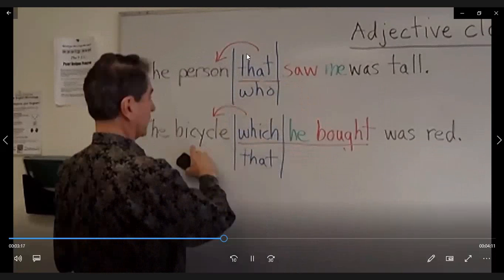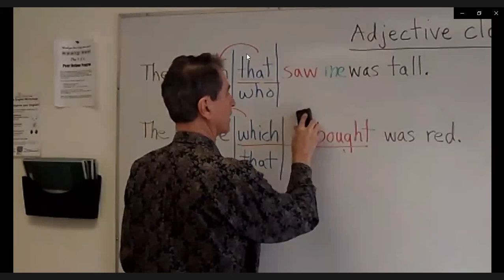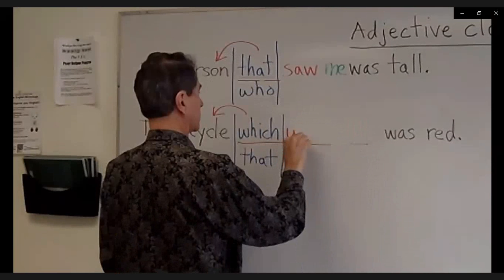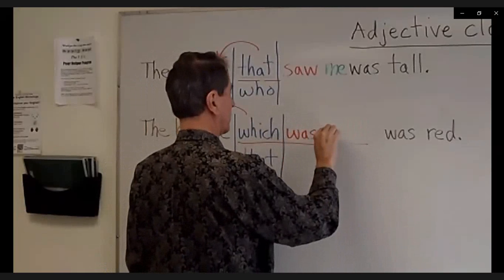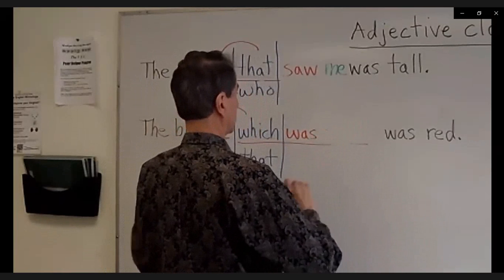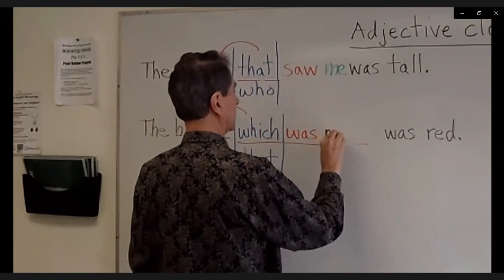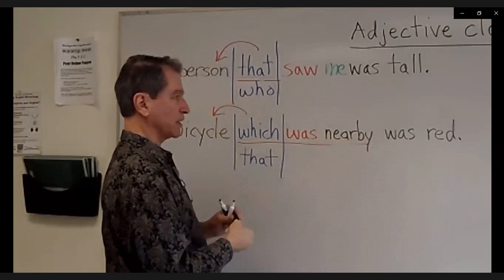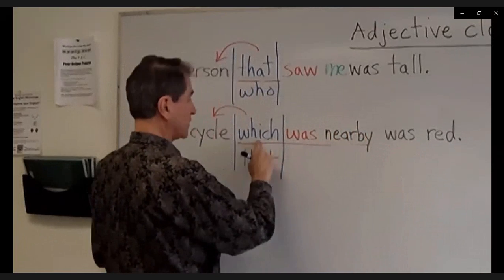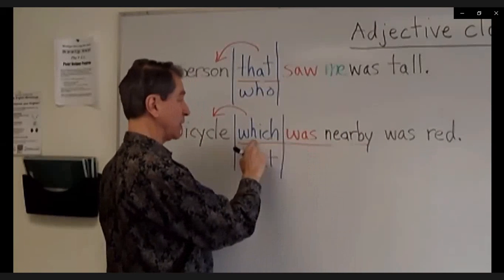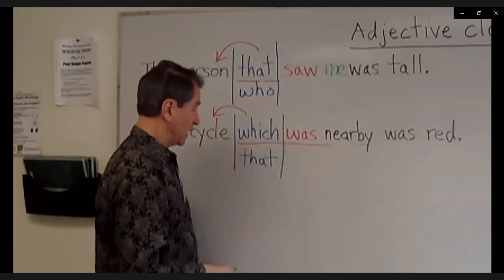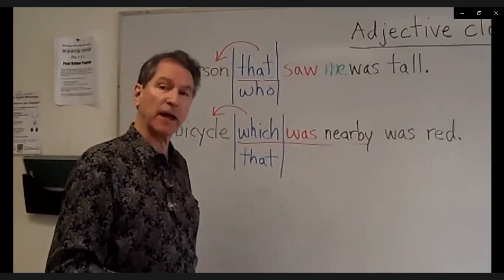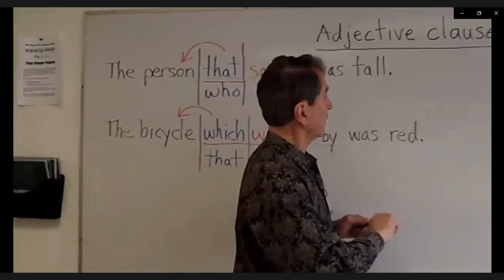For this one, the bicycle which was nearby. The bicycle which was nearby was red. So which is the subject of was, as well as being the marker for was. So far we've had who, that, and which. Let's look at three more.